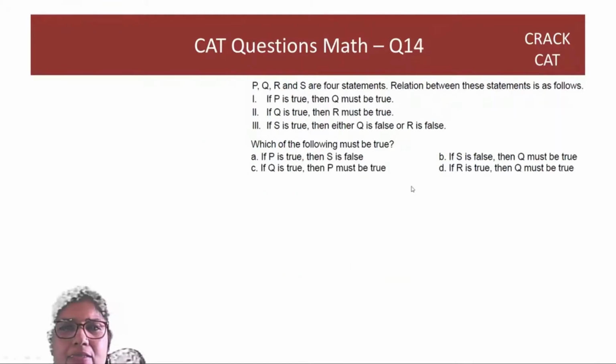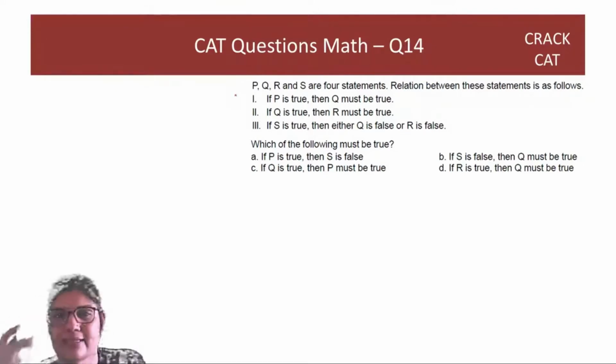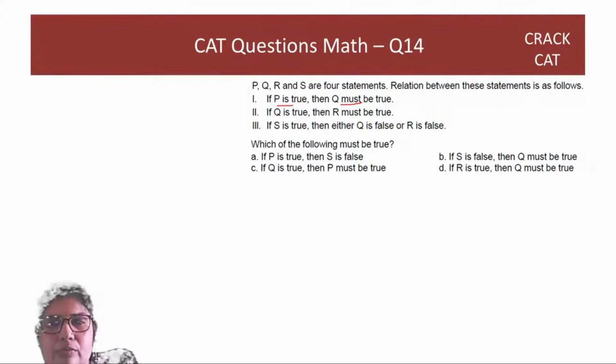Right? Great, guys. 14th question. You have 4 statements. The relation between these statements is given as: if P is true, then Q must be true. If Q is true, R must be true. And if S is true, then either Q is false or R is false. Okay, so generally we have done these questions when we were doing DI also, in formal logic, what is its negation? If P is true, then Q must be true.